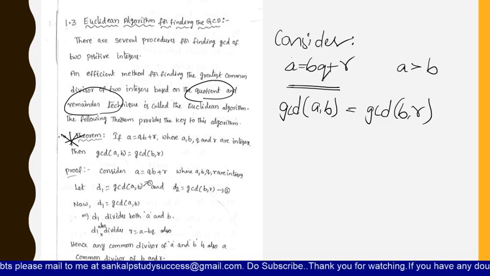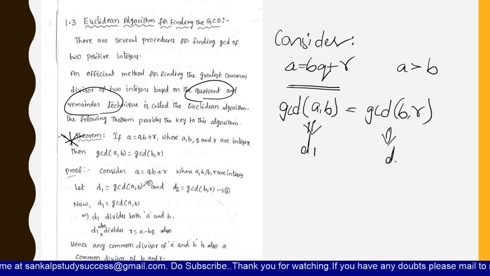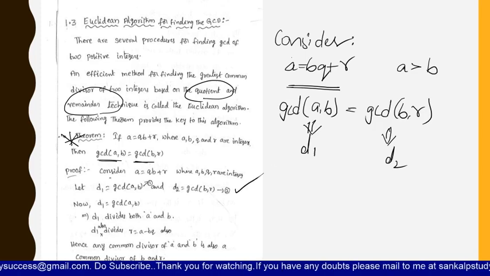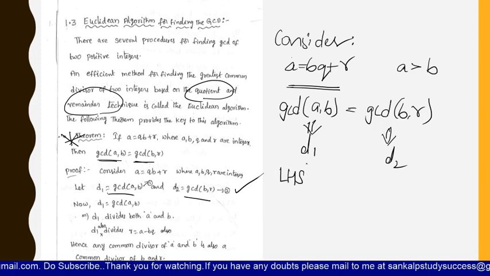Consider the given data, A = BQ + R. Now consider the LHS as D1 and the RHS as D2. First we'll go with only the LHS, then we will proceed with the RHS. Here D1 is equal to GCD of A, B. That means D1 is a common divisor of both A and B, correct? It will divide both A and B. So here it says that D1 divides both A and B.